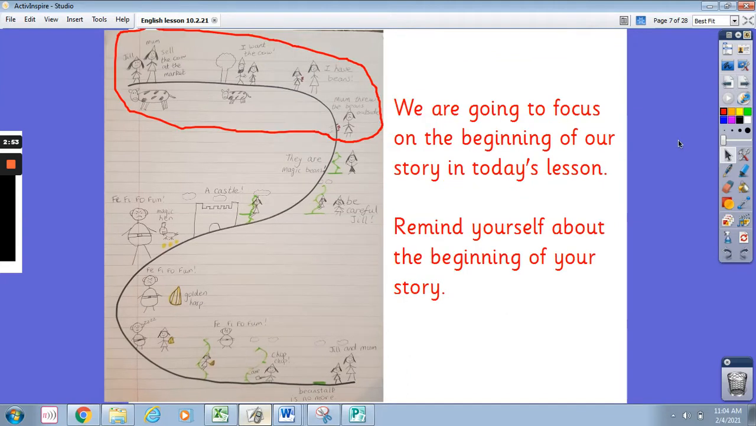So in today's lesson, we're only going to focus on the beginning of our story, which I have circled in red, so it goes up to where Mum throws the beans outside. So I want you now to look at your story S and remind yourself about the beginning of your story.